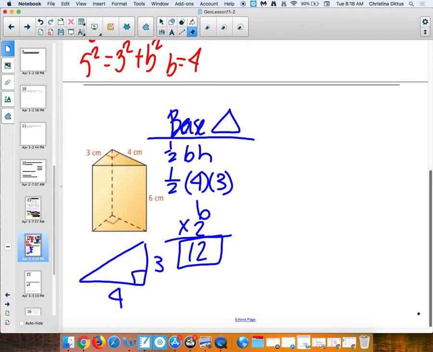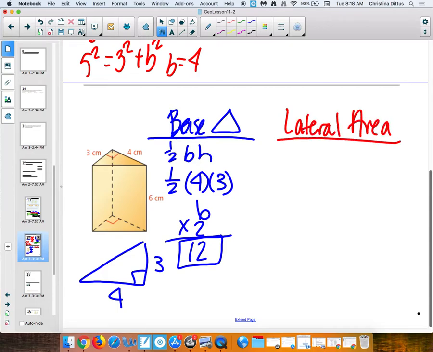Okay, now I have the stuff in between my bases, my lateral area. What is the shape of my lateral area? Rectangles, yeah. So these are all my rectangles. How about the left one? What are the dimensions? 3 by 6. How about the back right one? 4 by 6.